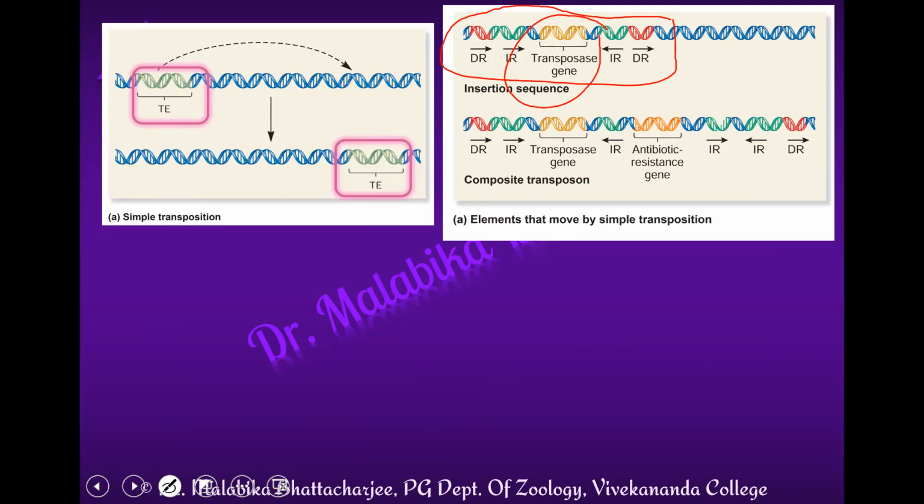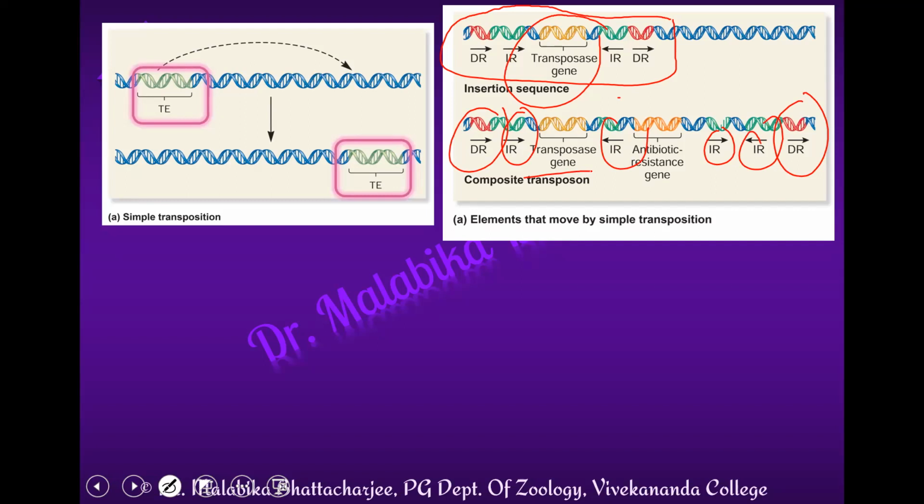In contrast, if you look into the simple structure of a composite transposon, you can see there is a direct repeat, there are inverted repeats, at the end again there is a direct repeat, there are inverted repeats, and apart from the transposase gene, it has another gene. It can have one or more genes. Here, for example, they have shown that there is another gene, which is the antibiotic resistance gene. So this is about simple transposition.